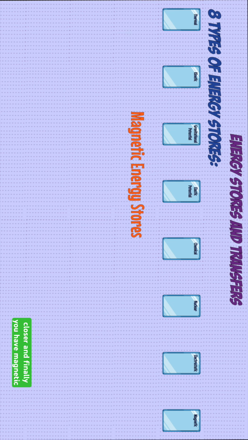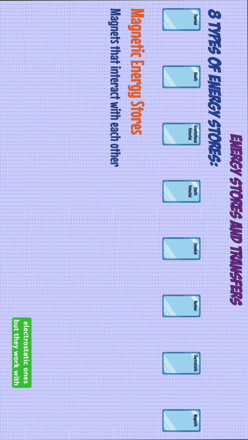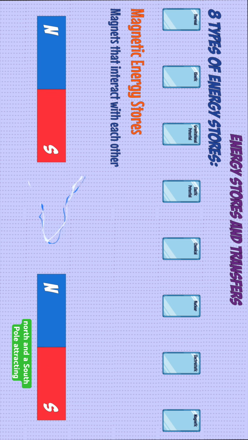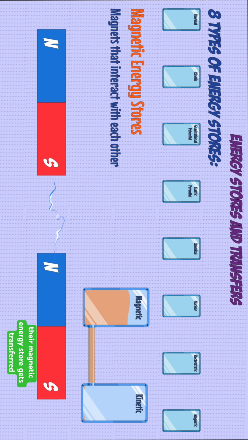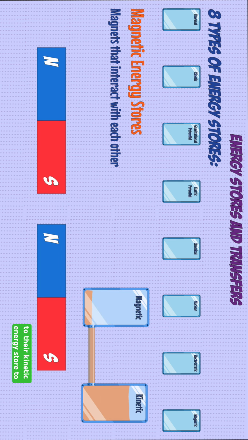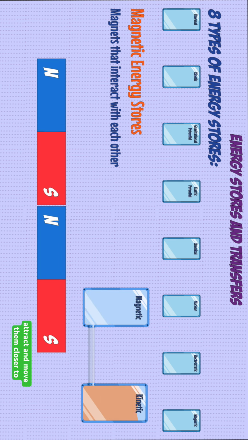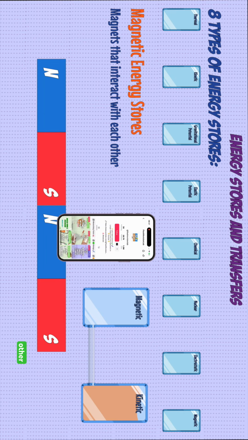And finally, you have magnetic energy stores, which are similar to electrostatic ones, but they work with magnets. So if you had a north and a south pole attracting, the energy that they have in their magnetic energy store gets transferred to their kinetic energy store to attract and move them closer together.